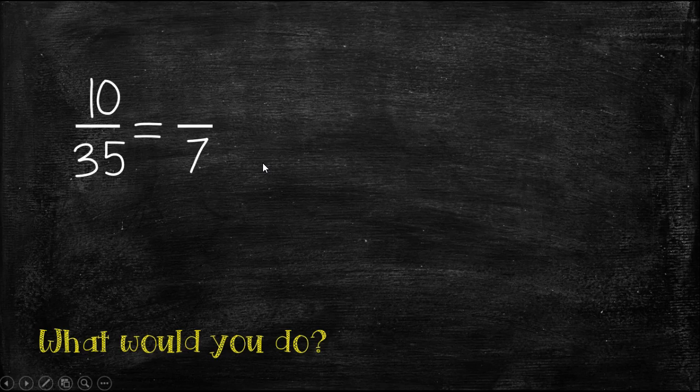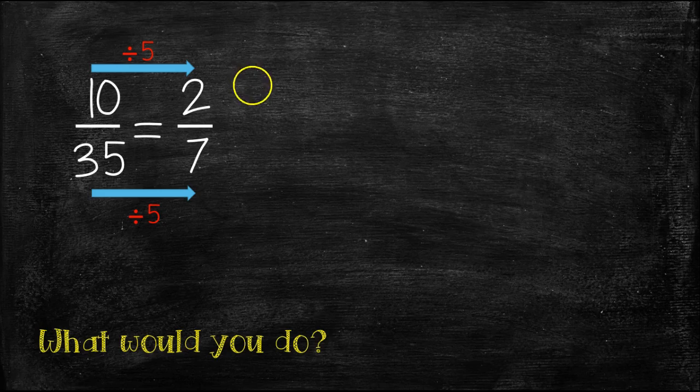So what would you do in this instance? We have 10/35, and we know that the denominator for our equivalent fraction is a 7. So how could we figure out what the numerator is for it? Well, we have to think, what did we do to the 35 to get to the 7? Well, here we divided by 5. 35 divided by 5 equals 7. So again, we need to do the same thing to the numerator, which is divide by 5. 10 divided by 5 is 2. So 10/35 is equal to 2/7.